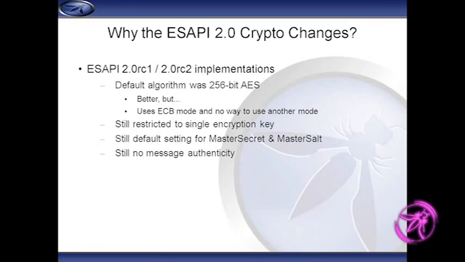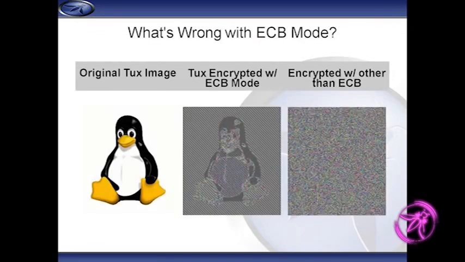Okay, now let's jump back here. What's wrong with ECB mode? Here's the plain text version of the Tux image, and here's the encrypted version. See any similarity? The problem with ECB mode is that patterns in the plain text show up as patterns in the ciphertext.